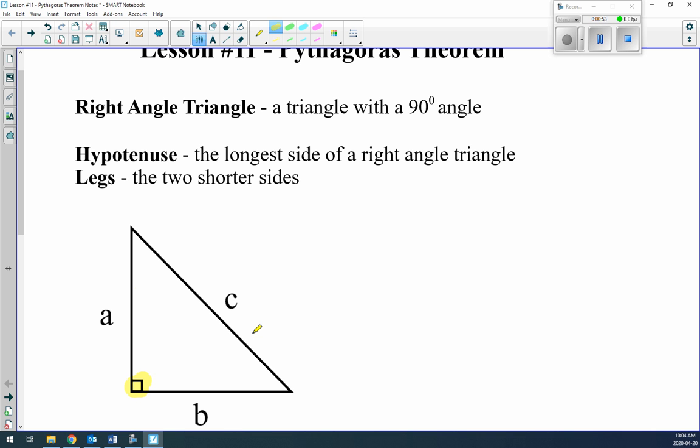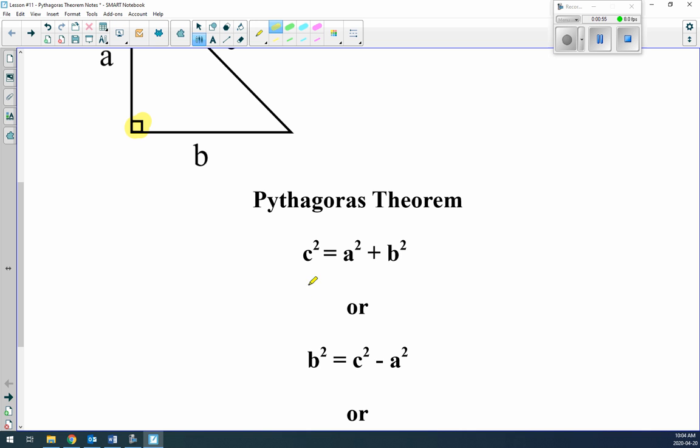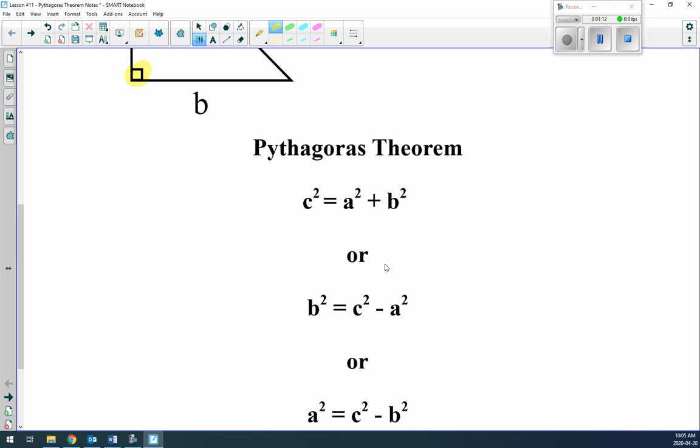Okay, so the standard Pythagoras Theorem, here it is. If we take the square of the longest side, whatever the number is, if it was a 10, we would square it, it would be 100. It's equal to the square of the two shorter sides added together. So if you're looking for the longest side, you always take the two shorter sides, square them, and add them together.